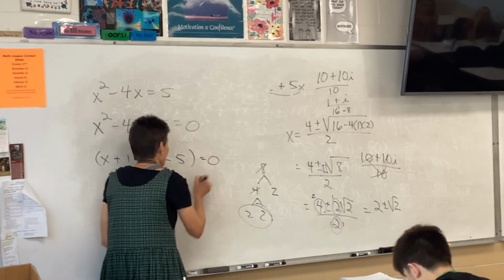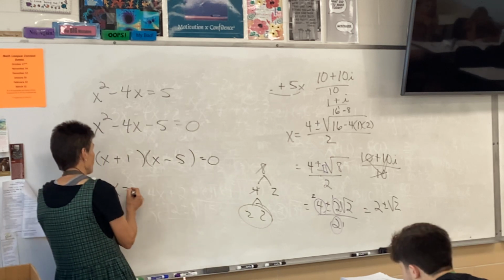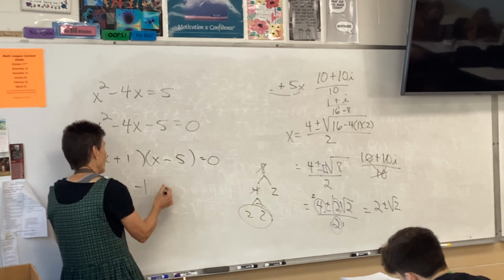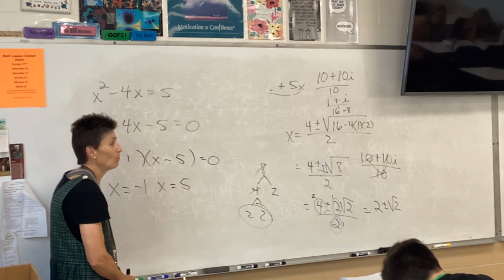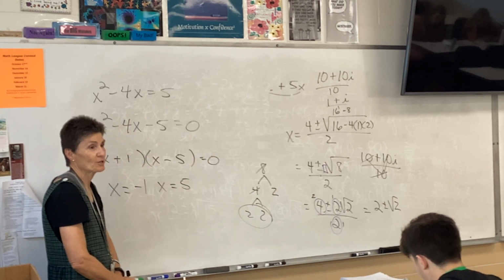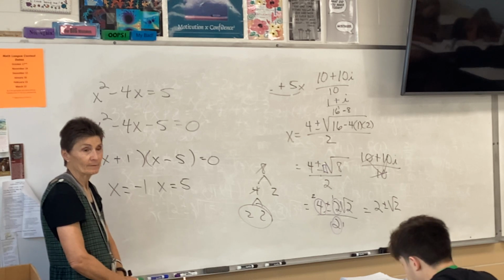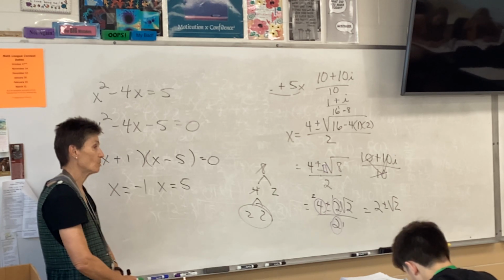All right, now what? You're not done. Factoring isn't the answer. X equals what? Negative 1 or x equals positive 5. Guys, when you pull a number out of a parentheses, you change the sign. Right? You change the sign. You're setting it equal to 0.